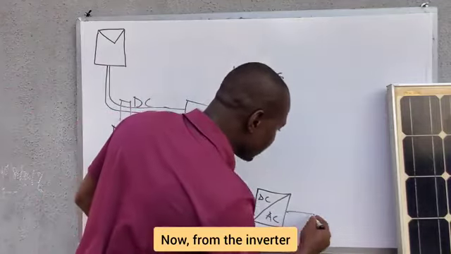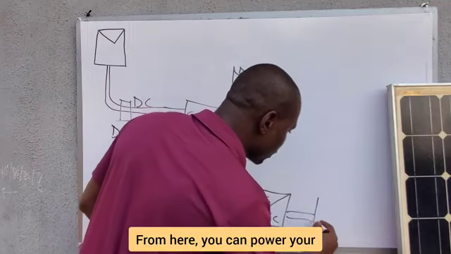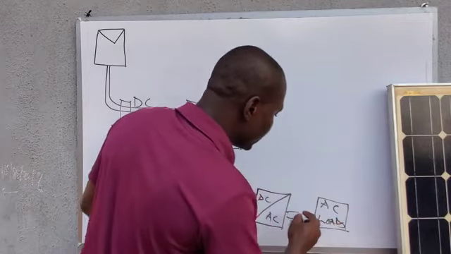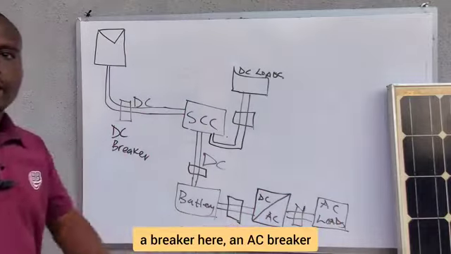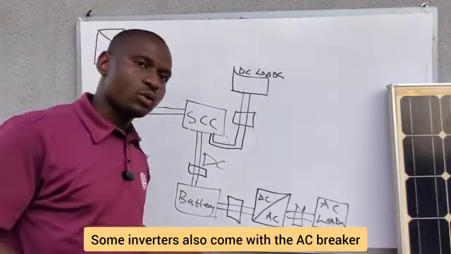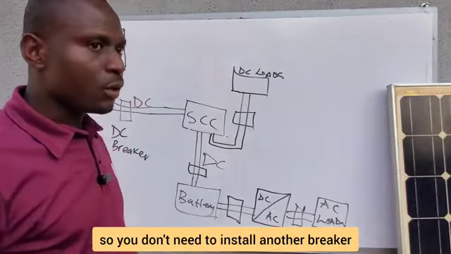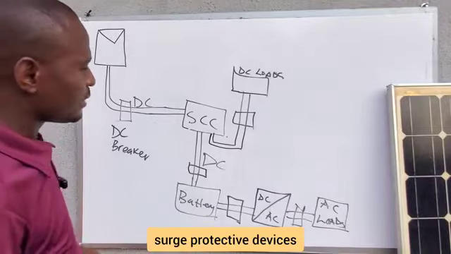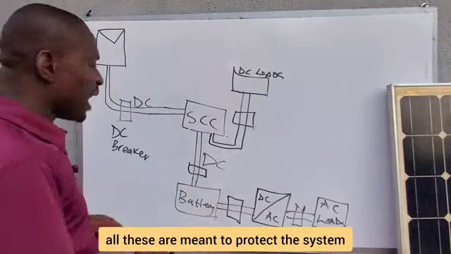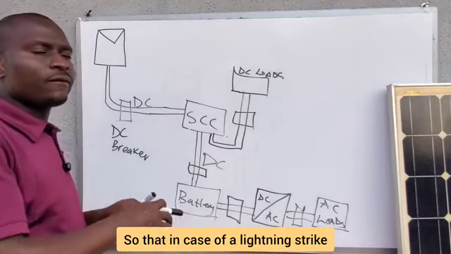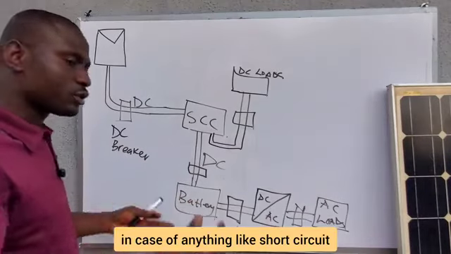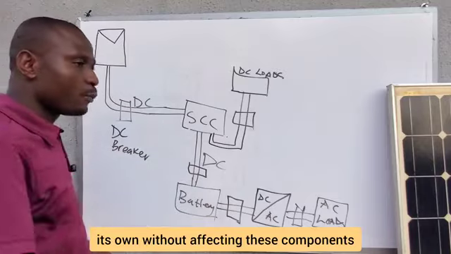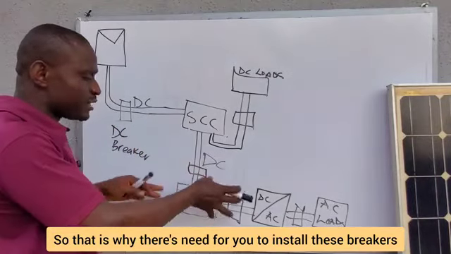Now, from the inverter, we have our loads. From here, you can power your AC loads. You also need a breaker here, an AC breaker. Some inverters also come with the AC breaker, so you will not need to install another one. Then there are other components like the surge protective devices, the thunder arrestors. All these are meant to protect the system, so that in case of a lightning strike or anything like a short circuit, the system should be able to shut down on its own without affecting these components. That is why there's a need for you to install these breakers.